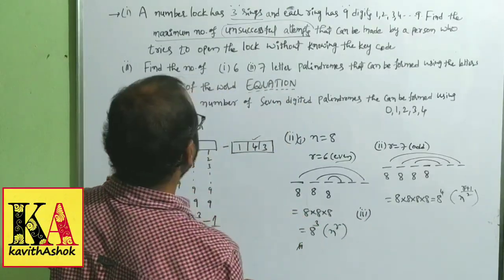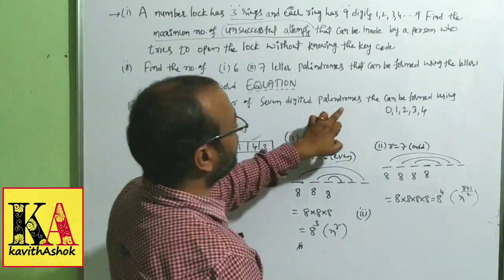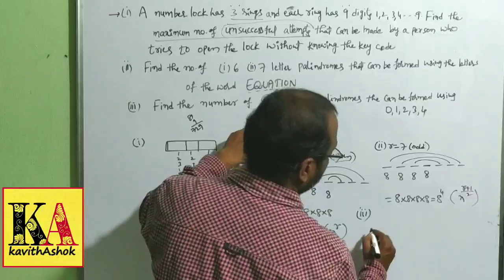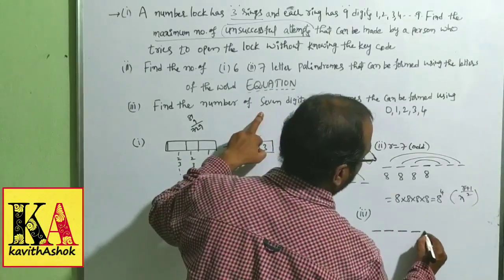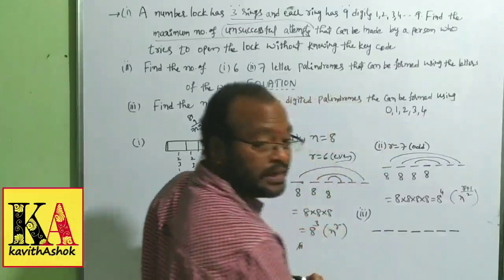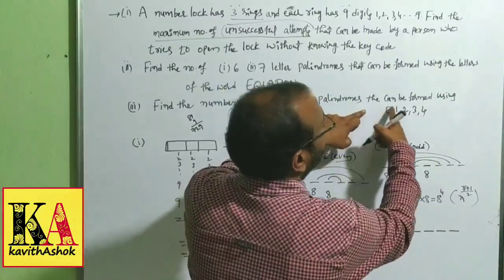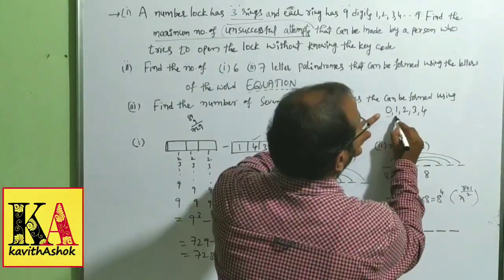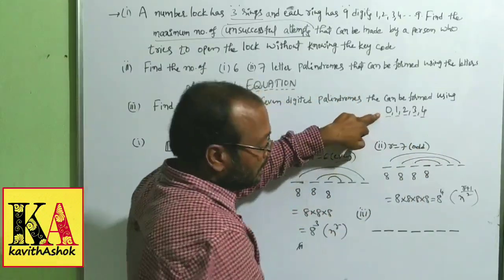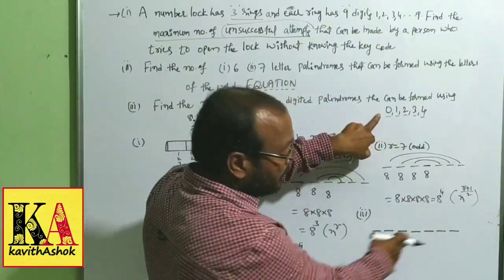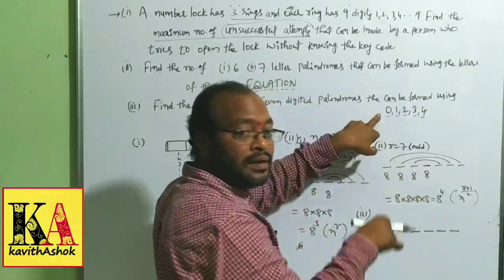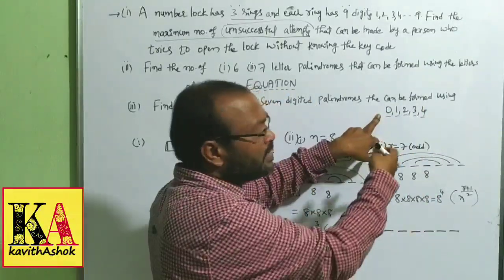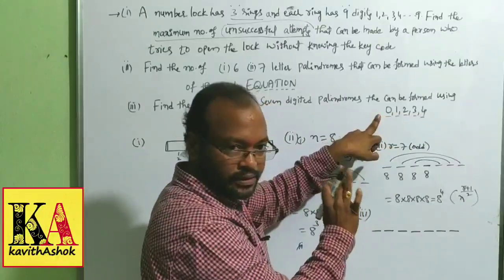What is given here? Find the number of 7-digit palindromes. 7-digit, so we can take 1, 2, 3, 4, 5, 6, 7. 7-digit palindromes that can be formed using 0, 1, 2, 3, 4. We already know that when the places are even it will be n, and when they are odd it will become r. Okay, that is the thing.